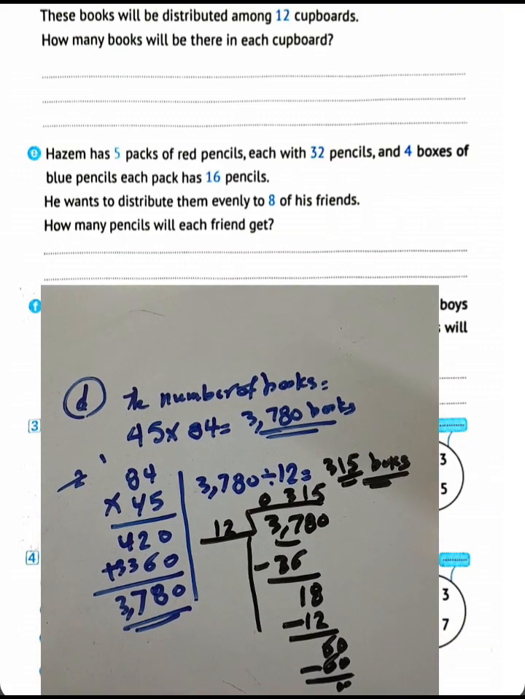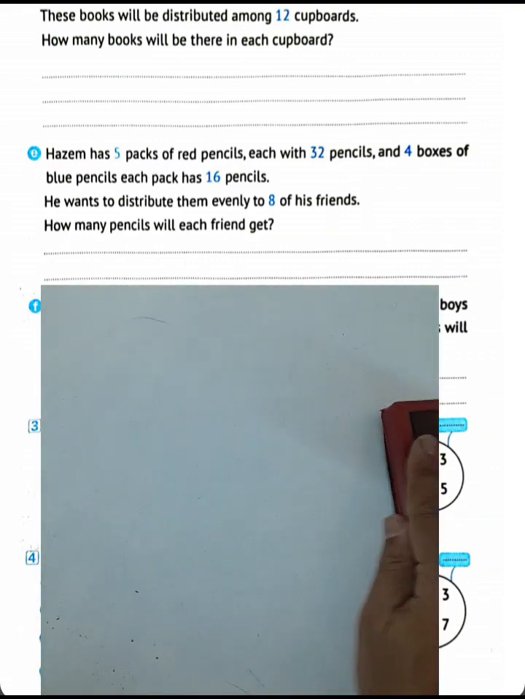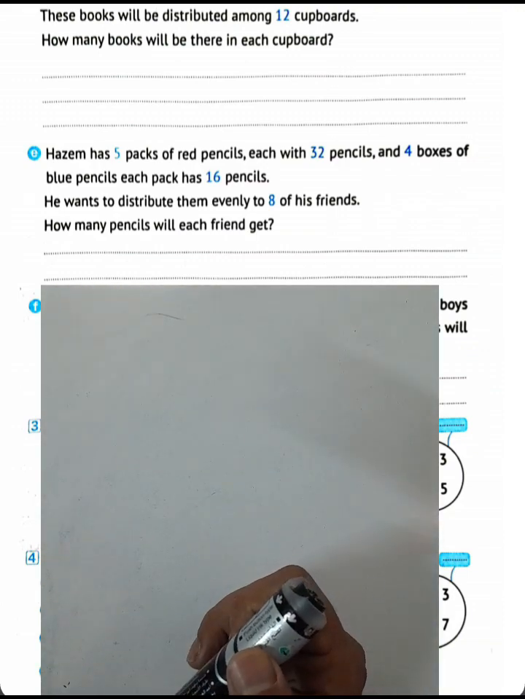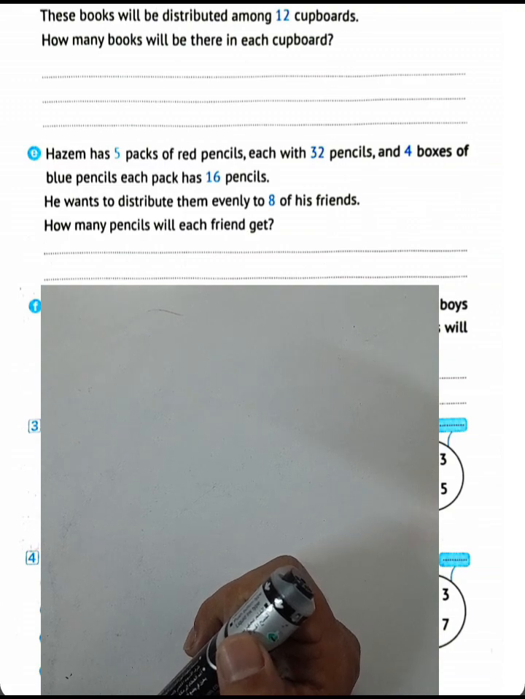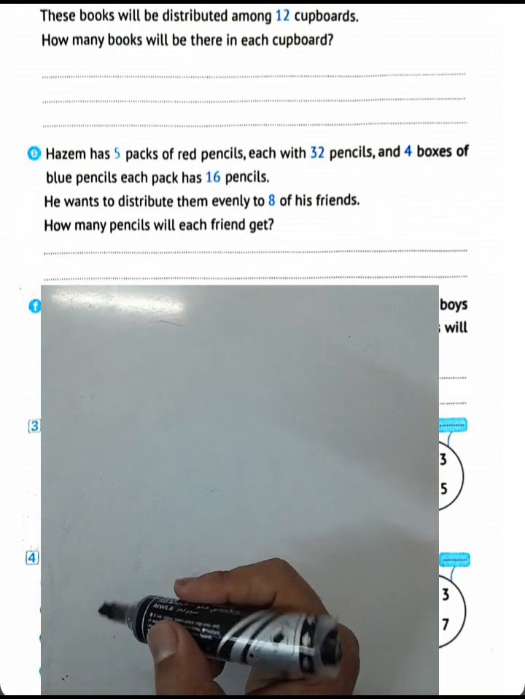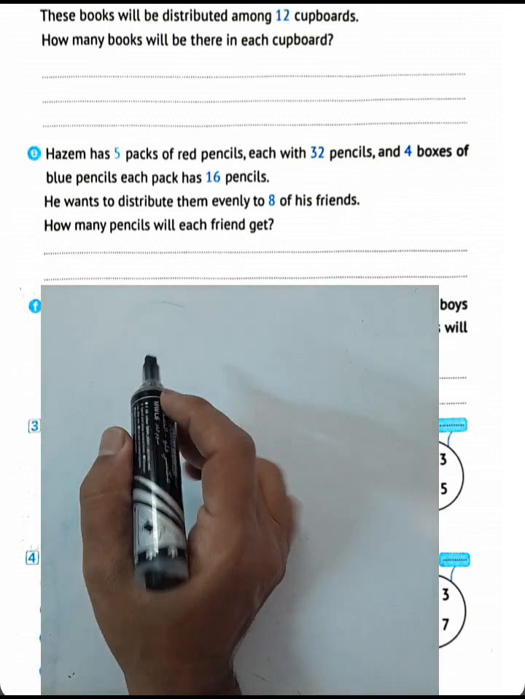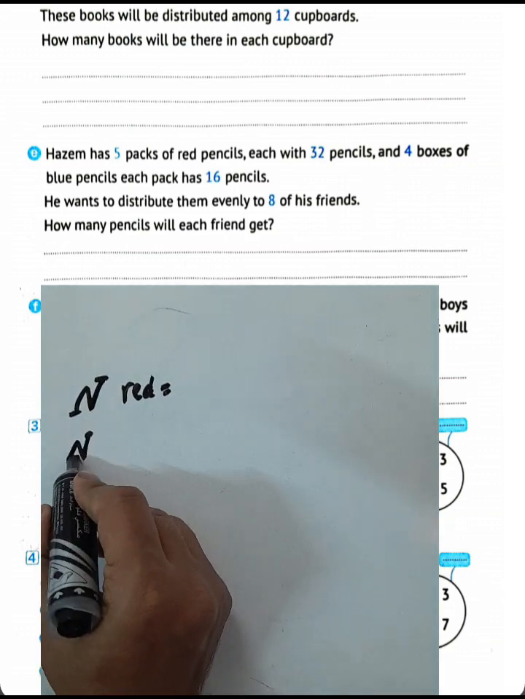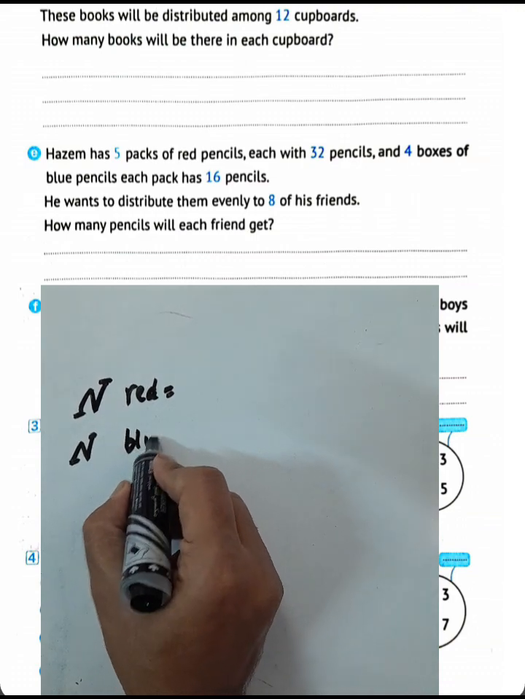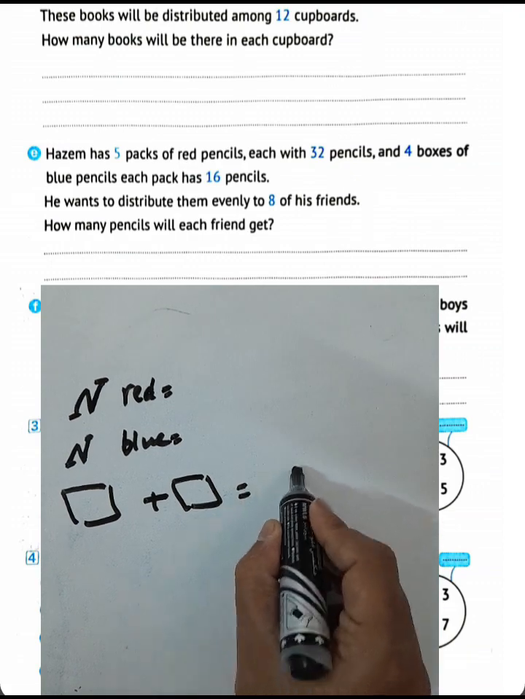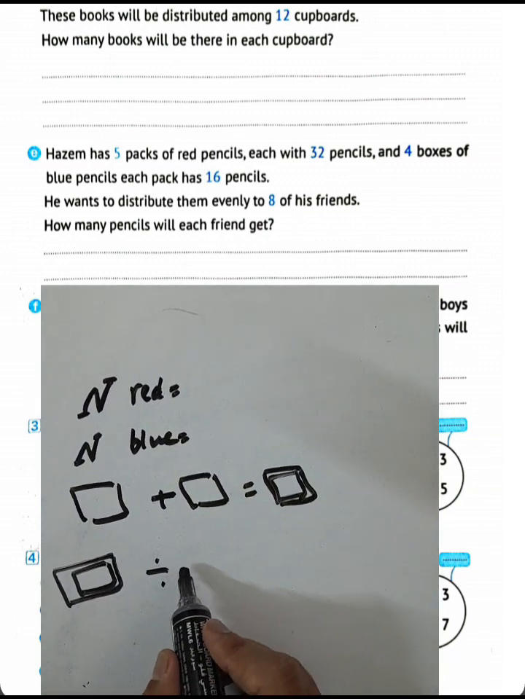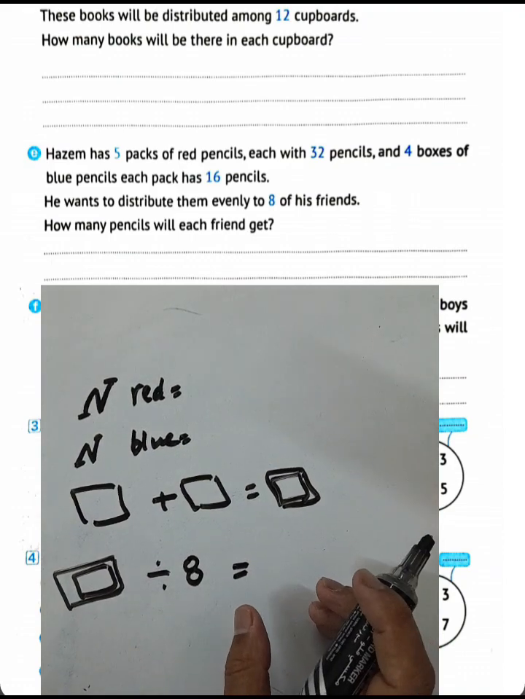Okay. First step, we must find the total number by using two steps, and the third step is to find the sum of them to find the total. And the next step, find how many pencils, red and blue, each friend gets. First step, we have 5 packs of pencils, each with 32 pencils. We can find the number of red pencils and then the number of blue pencils. Then we must add the two numbers, and we will divide the total by 8 friends to find how many pencils each one will get.